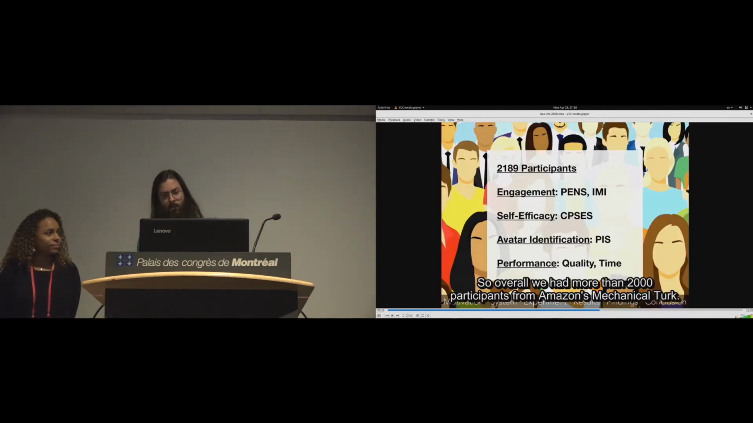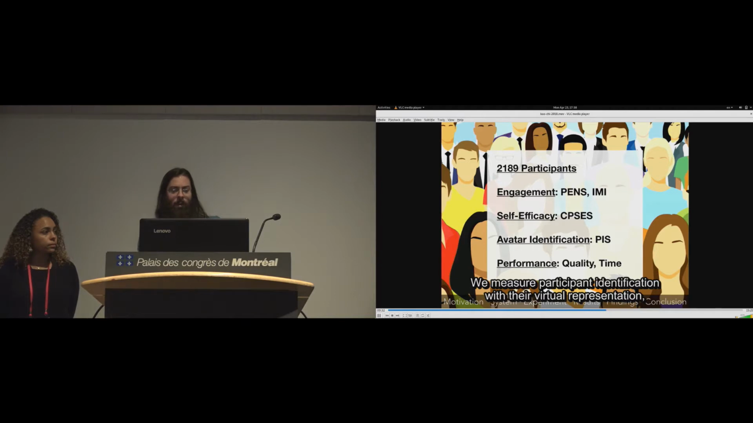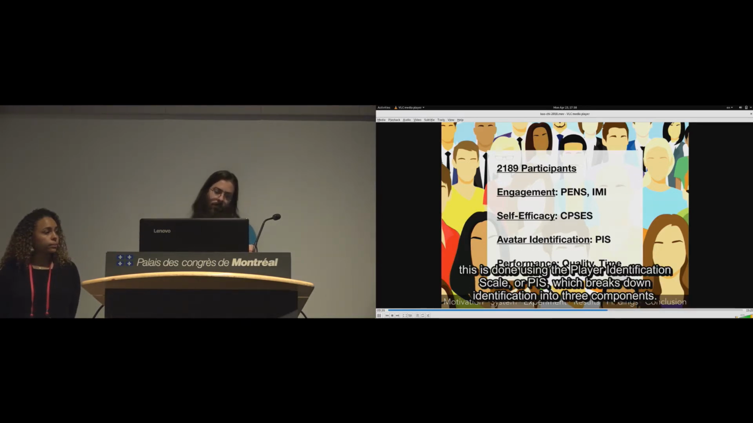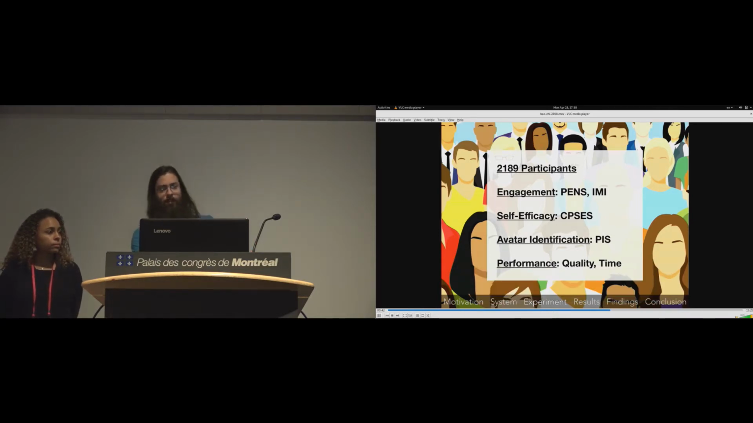So overall, we had more than 2,000 participants from Amazon's Mechanical Turk. We measure engagement using the player experience of need satisfaction scale, or the PENS, and the intrinsic motivation inventory, or the IMI. We measure programming self-efficacy, also using a validated scale. We measure participant identification with their virtual representation. This is done using the player identification scale, or the PIS, which breaks down identification into 3 components.